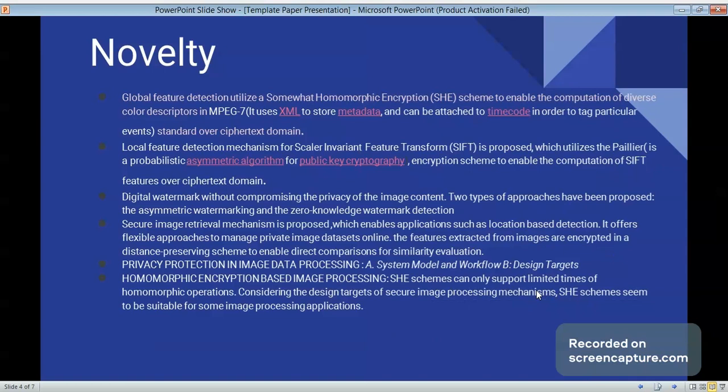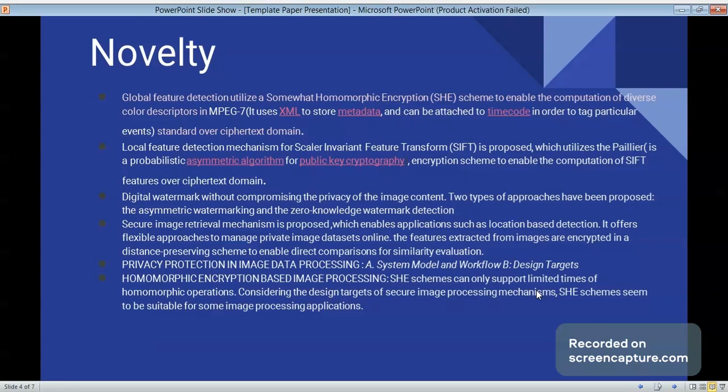Novelty. In this paper, two feature detection techniques were mentioned. The first is the global, and the second is the local. In global feature detection, they have used SHE, that is somewhat homomorphic encryption. Basically, it's a subset of FHE, and they have used MPEG-7 as the encryption tool. It's the advanced tool. Prior to that, we usually used MPEG-3 and 4, and in this we use XML to store metadata, and we can also attach the time code to it, adding an extra security layer to our existing data set.